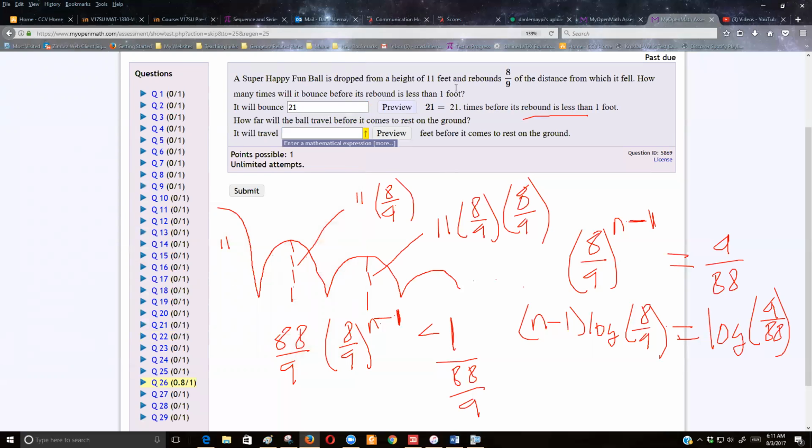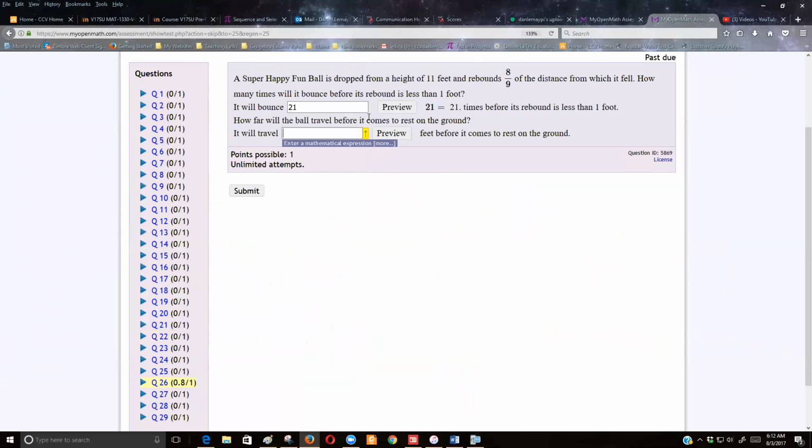Now let me clear this out of here. So now what's happening is they want to know how far will it travel before it comes to rest on the ground. Again, we've got that initial 11 feet that drops. That's not part of the sequence, but that's part of my answer that I've got to incorporate. But then I've got the sequence that bounces back up, and I want to go until this height is 0.